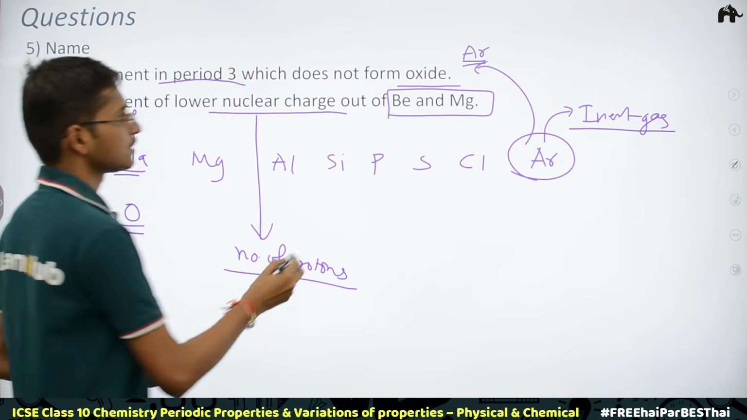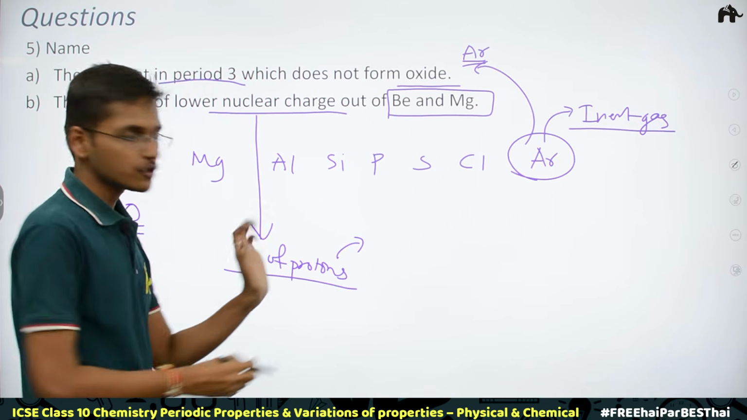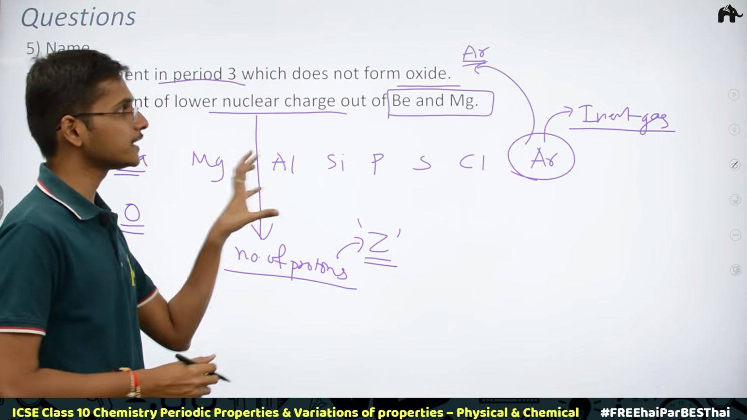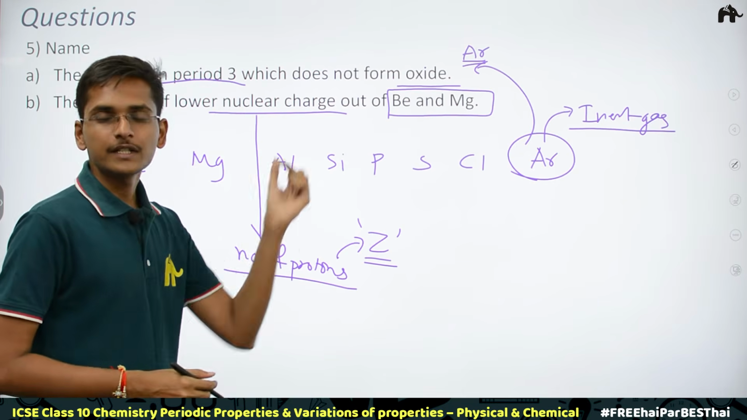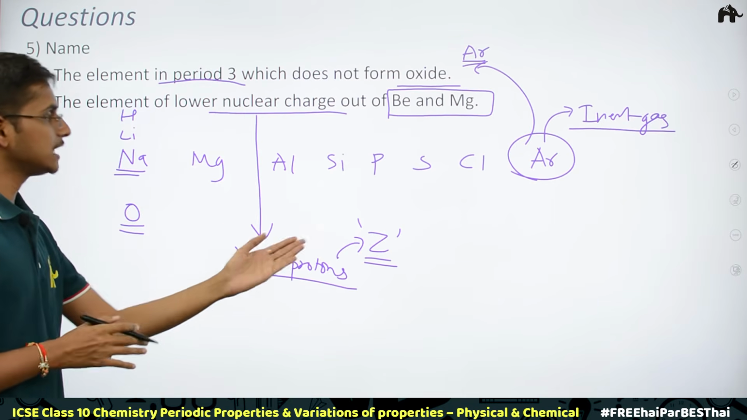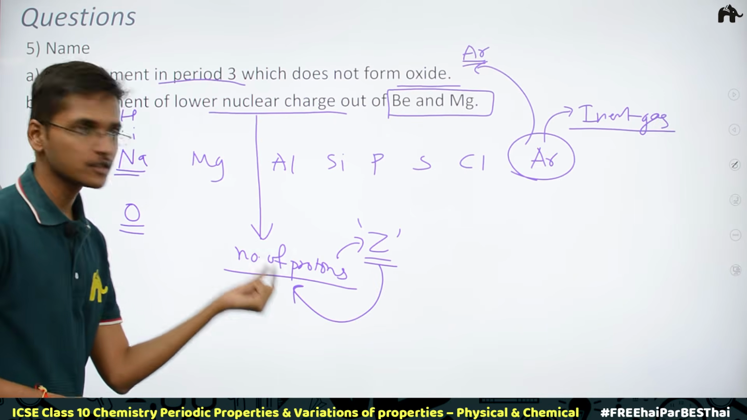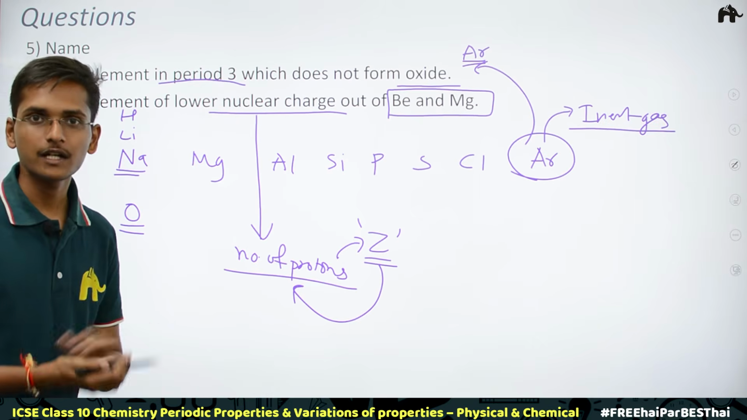Now, number of protons is also equal to the atomic number. We also know this thing. Now we just have to figure out which of the elements has a lower atomic number. The element which has a lower atomic number will have a lesser number of protons and will have lower nuclear charge. It's very, very simple.